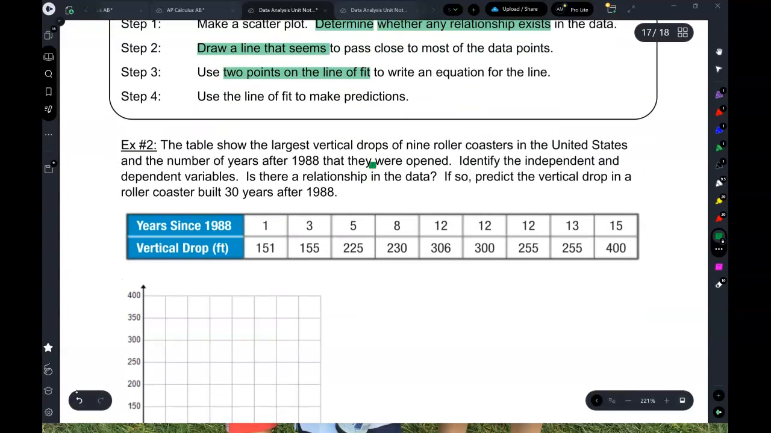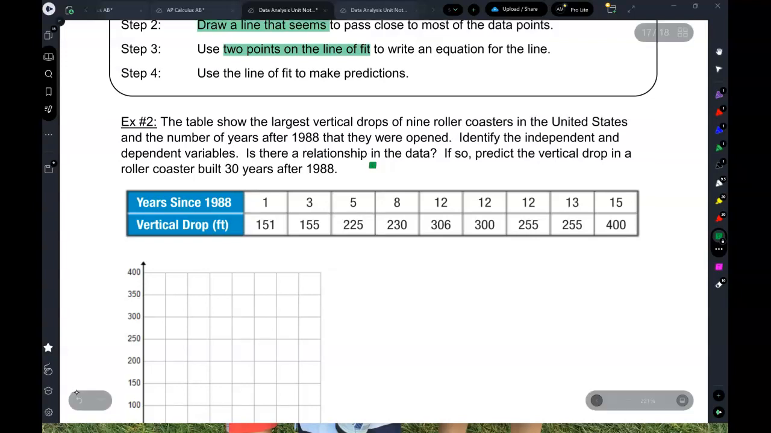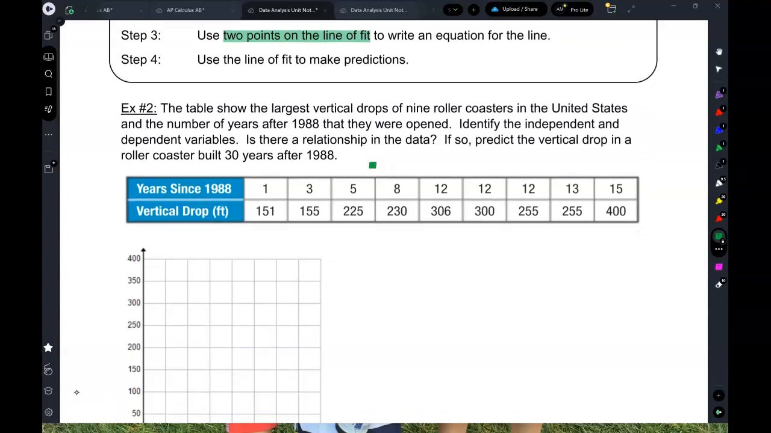This table shows the largest vertical drops of 9 roller coasters in the United States and the number of years after 1988 that they were opened. Okay, so identify the independent and dependent variables. Is there a relationship in the data? If so, predict the vertical drop in a roller coaster built 30 years after 1988.